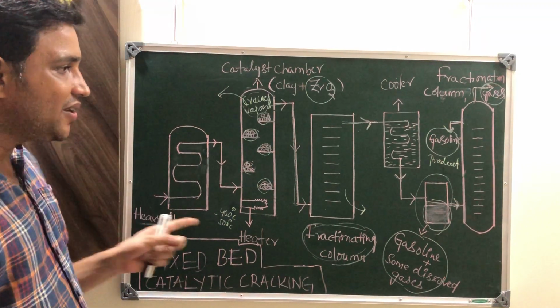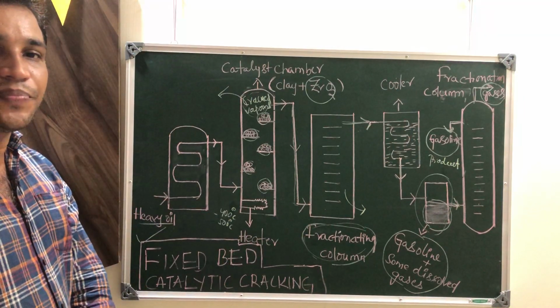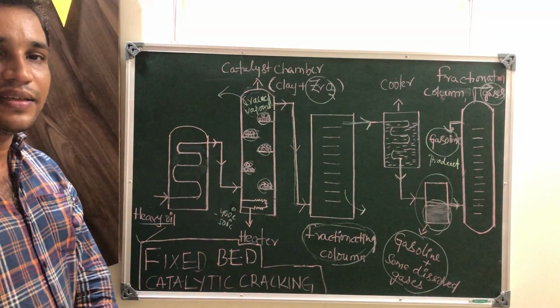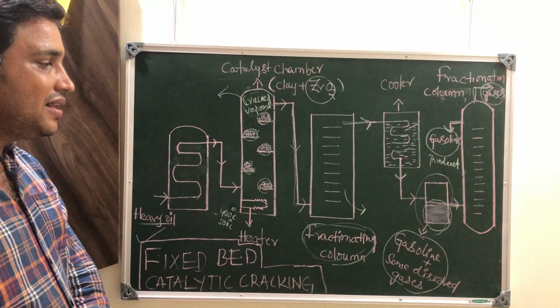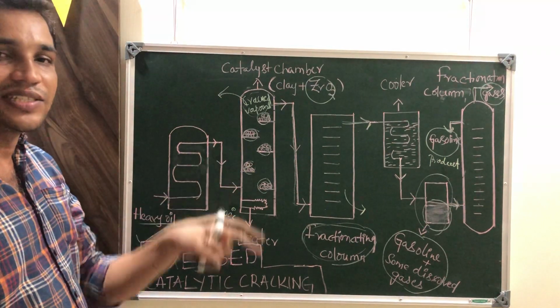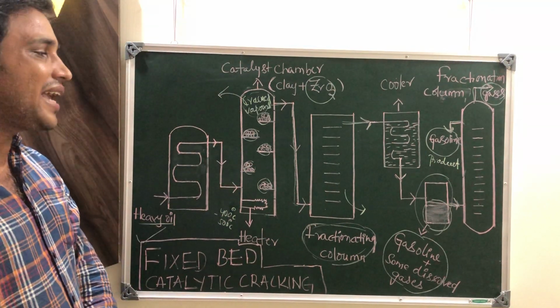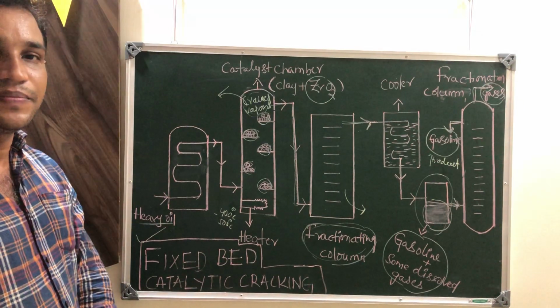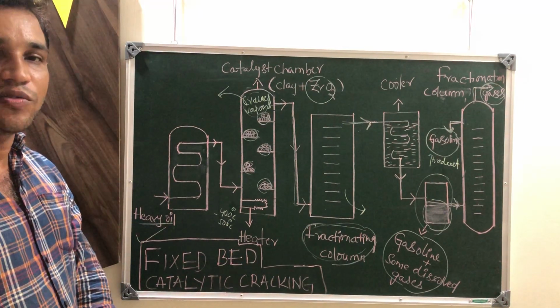So this process will continue, but after some cycles, when you feed heavy oil, you will not get gasoline. You check for the reason why. Because the catalyst is not working properly. Why is the catalyst not working properly? That is the important question.